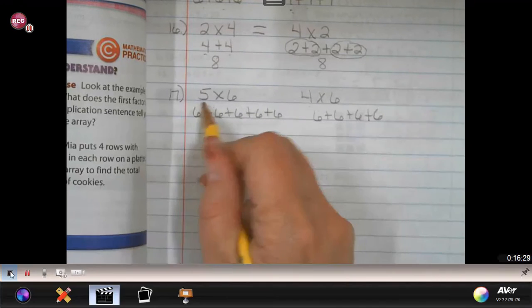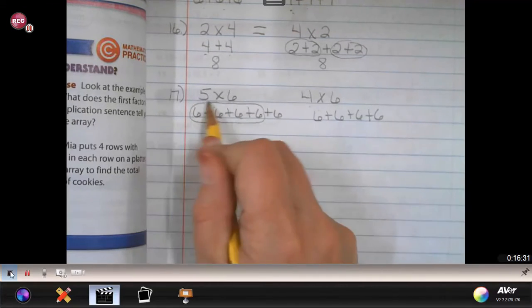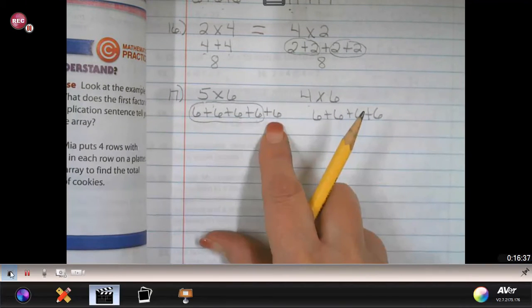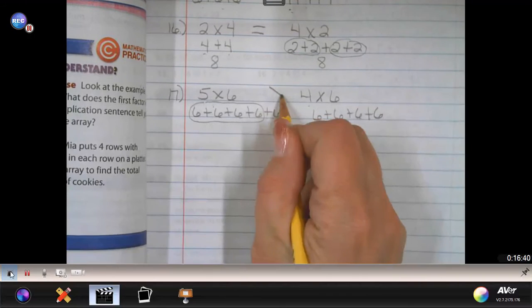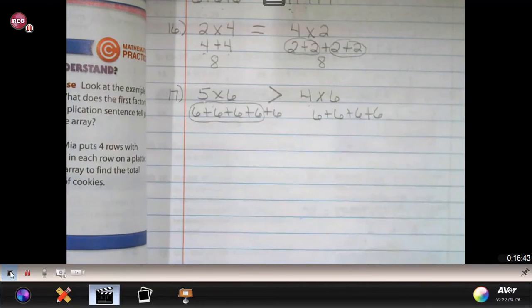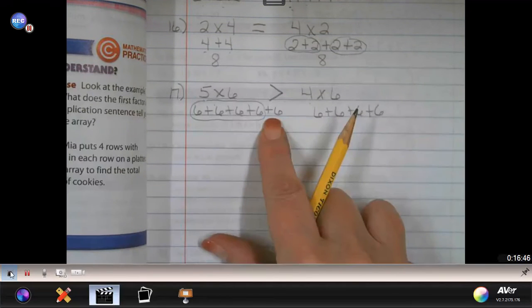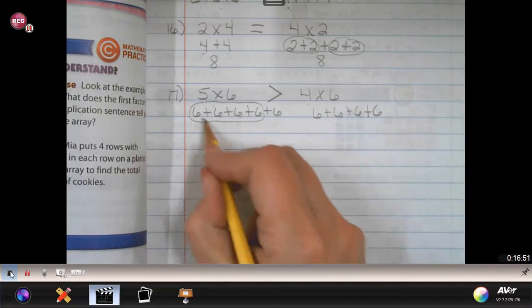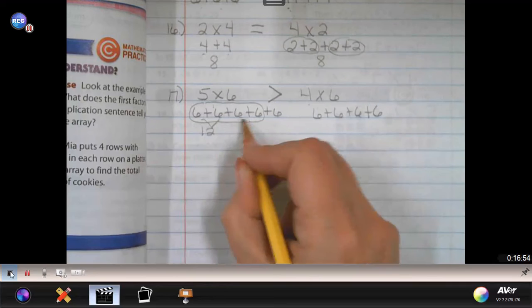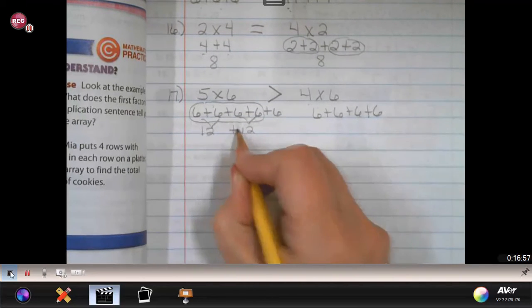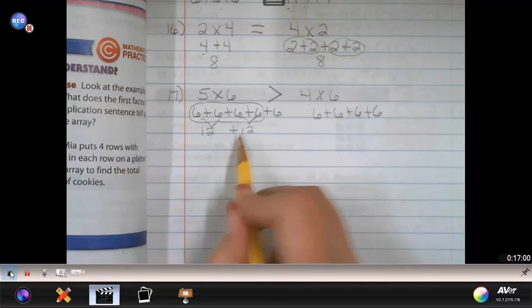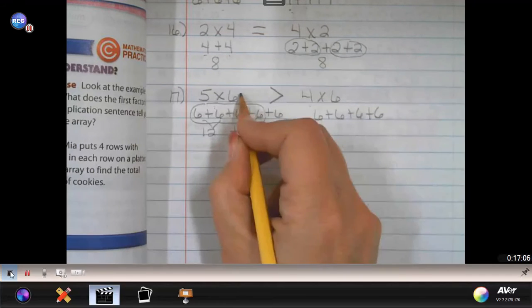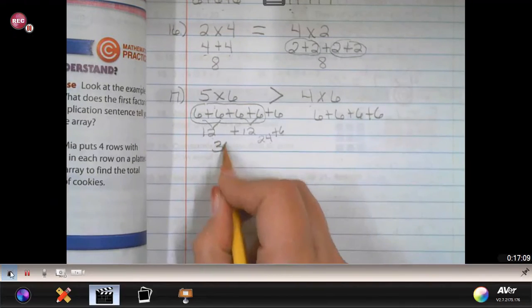So, knowing that 4 times 6 is really right here, we should know that one more group of 6 is going to make this a greater amount, just by knowing that there's one more group of 6 being added here than here. But we can go ahead and add our groups of 6. And we did this earlier. 12 plus 12 is 24. And then we add one more group of 6. That makes it 30. And so this is 30 on this side.